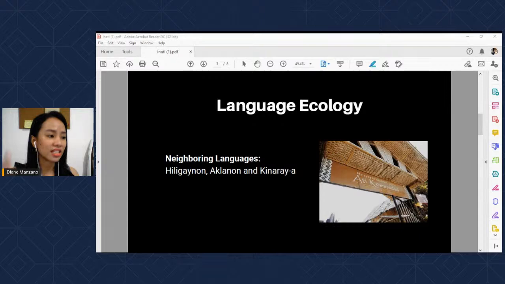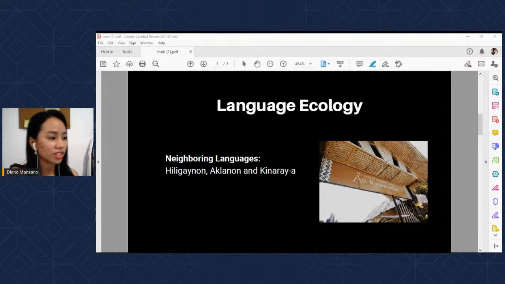So I think this highlights the importance of documenting the language in its current use. Even though I would like to see how different Inati is from other neighboring languages, considering its description as an isolate language, I think there is integrity in documenting the language as it is used by the community right now.